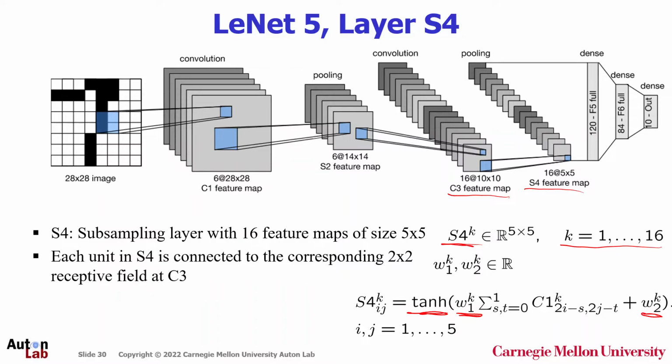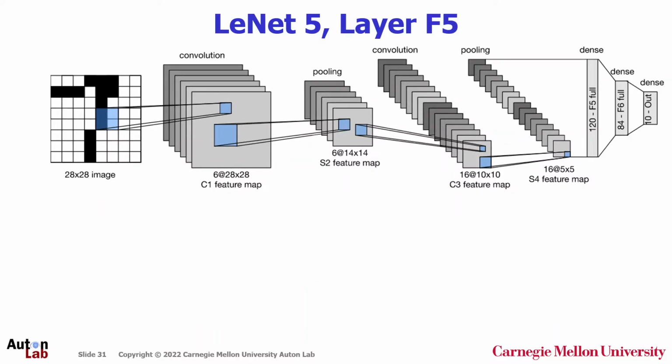The trainable parameters on this layer are W1K and W2K. Since we have 16 feature maps, that's altogether 16 times 2, 32 trainable parameters. We are done with the convolutional and pooling layers in this network.